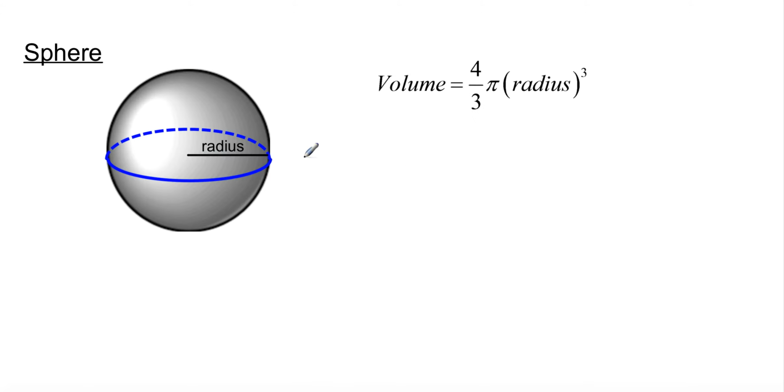And then a sphere, which is just a 3-dimensional circular figure, and it has a radius, and the volume of a sphere is 4/3 pi r cubed. And again, make sure you do your exponents before you do any multiplying.